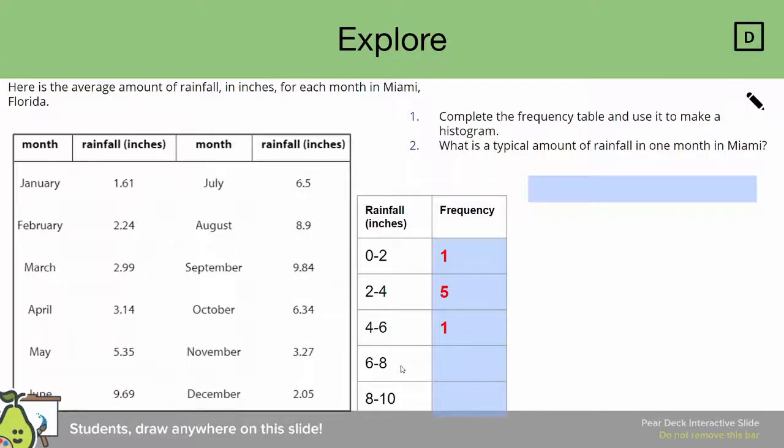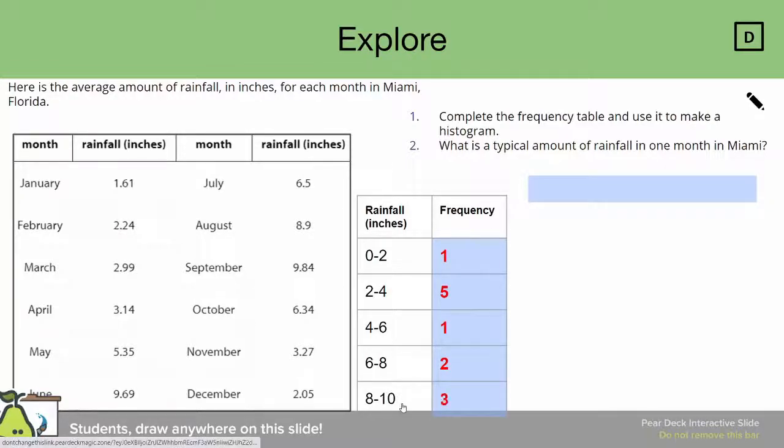If you said between 6 to 8 inches of rainfall, you said that was 2, you are correct. We can see that between 6 to 8, we have 6 right here, and we have 6 right here. And that's it. These are the only 2 numbers that are between 6 to 8. 6.5 and 6.34 are both between 6 and 8. So essentially July and October. Good job. Let's wrap up this frequency table.